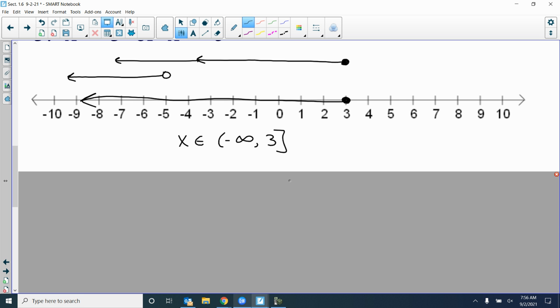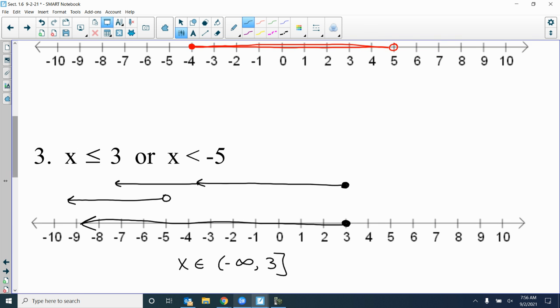So any number will solve it, since it says or, one or the other. Right? The only ones that won't, like 7. 7 is not less than 3. 7 is not less than -5. It can't be an answer.